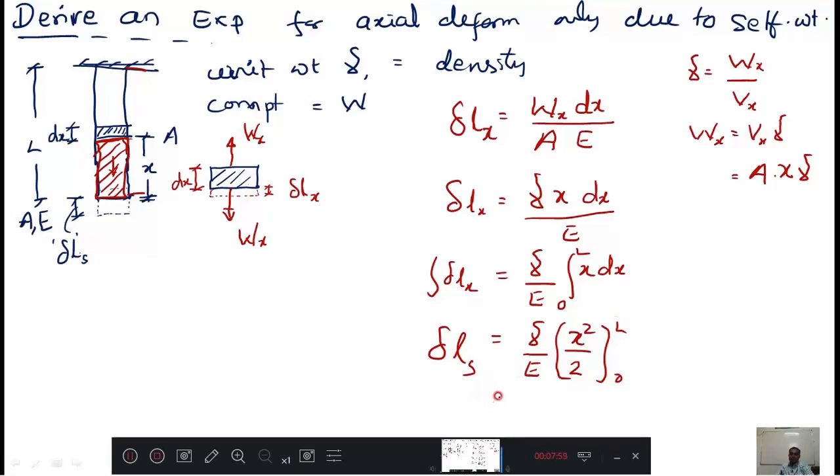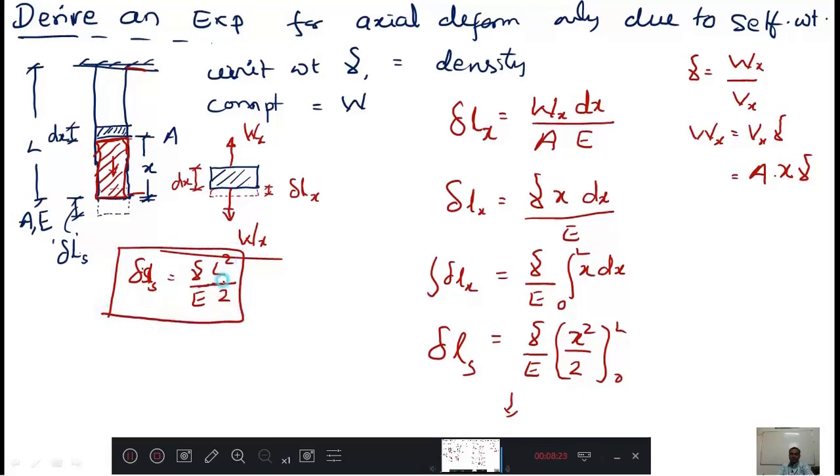Then if I substitute the upper limit and lower limit, I will get an expression. Below this you write: delta Ls equal to gamma by E into L square by 2. This is the expression for elongation due to self weight. You can write it like gamma L square by 2E.